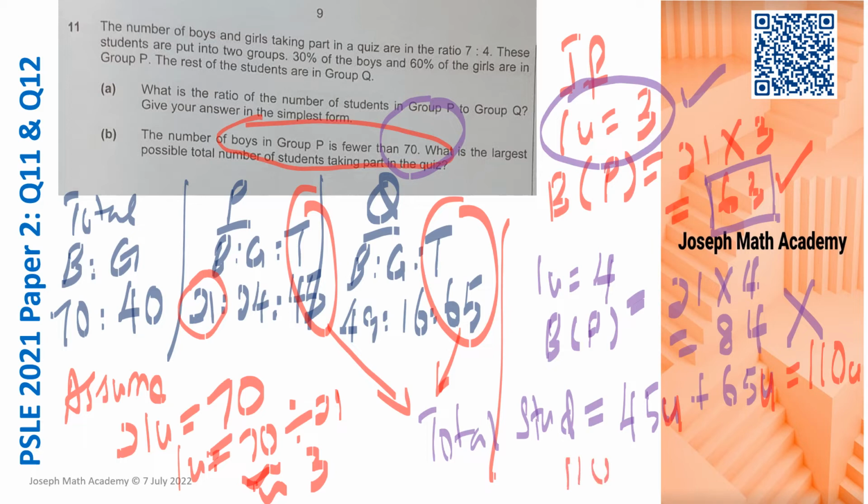So 110 units is actually 110 times 3. That is 330. So that is the answer for 11B. So question 11 is done. Okay, we shall move on to question number 12.